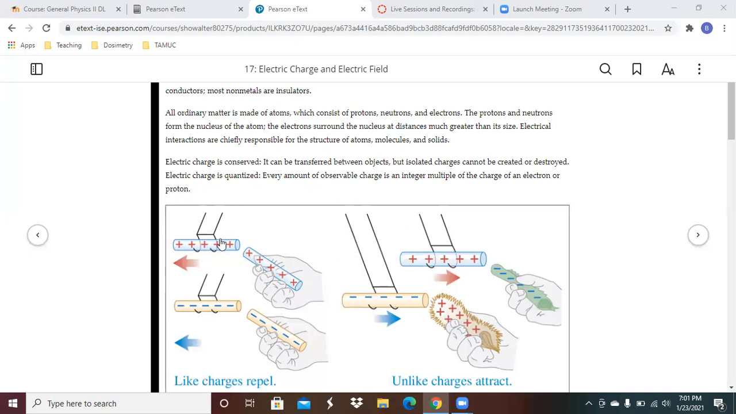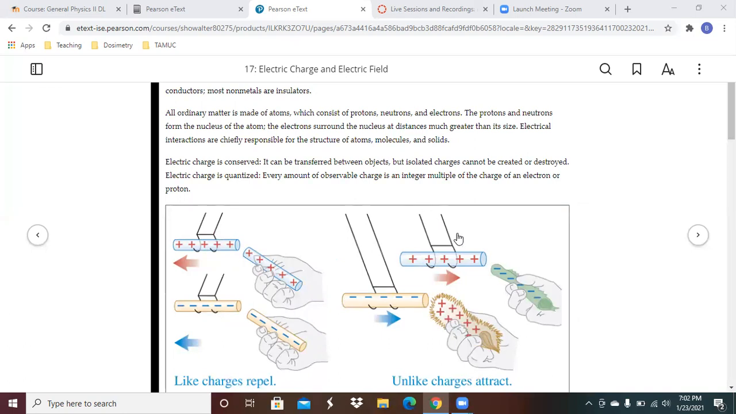If you have a rod that is suspended but is able to move back and forth, if you take another positively charged rod and bring it towards it, it's going to move the other direction because like charges don't like being close to each other. Same thing is going to happen here if you have two rods together that are negatively charged. This one is going to push this one away.